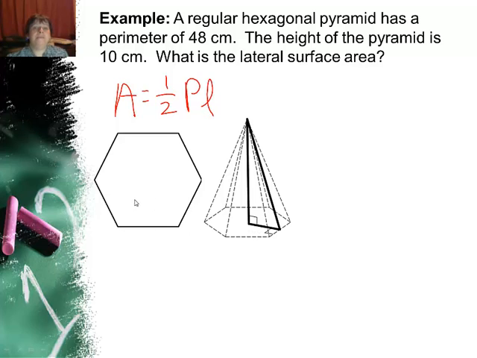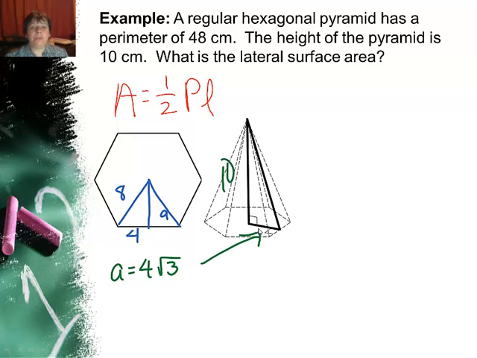So let's start by finding the apothem. Since this is a hexagon, one of the cool things about hexagons is they're made of equilateral triangles. So if this is 8, this radius is also 8. Then I can make a special right triangle where I cut this in half. That's a 30-60-90. Using my shortcut, I know the apothem is 4 square root of 3. I could have used trig, and I also could have used the Pythagorean theorem to find the apothem here: 4 squared plus a squared equals 8 squared. So anyways, now I have my apothem, which goes down here on the bottom.